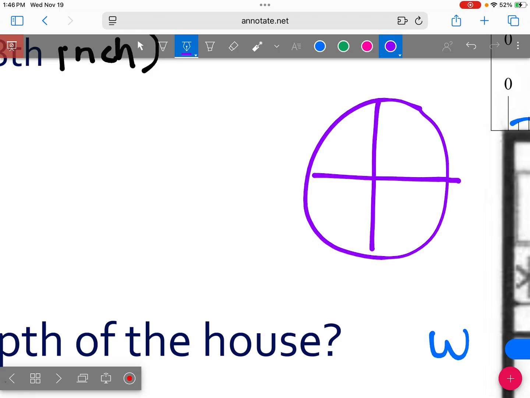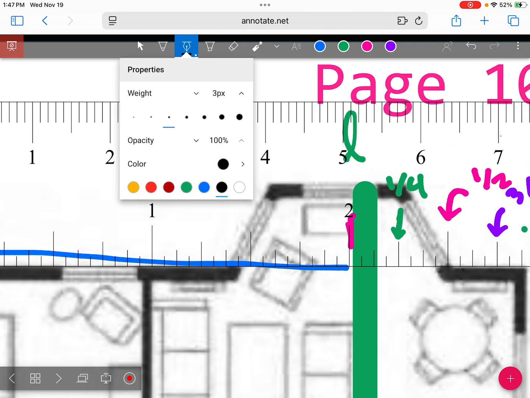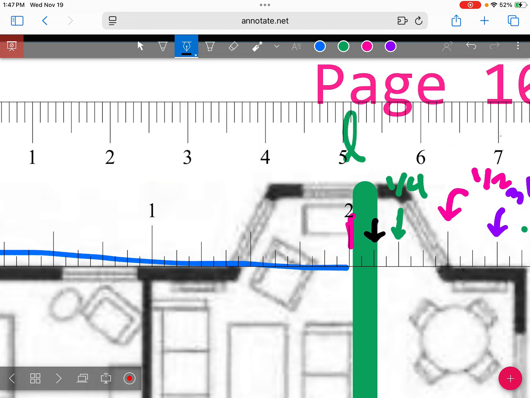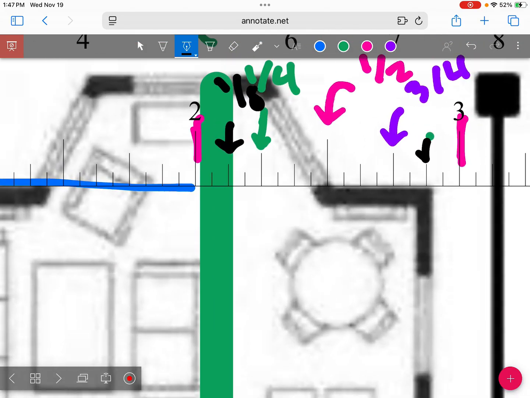So, pizza, cut it in fourths, right? Each of these is 1/4. What would half of 1/4 be? How many pieces would that divide it into? 8. So it would be 1/8 in between. So these second smallest lines are 1/8. So we are one little bitty line away from 3.